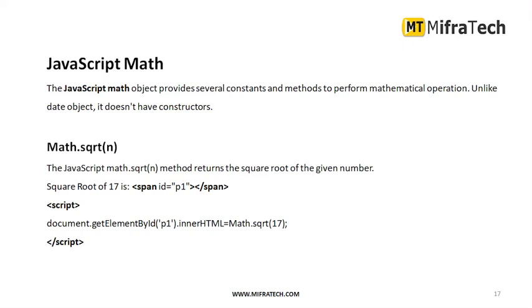Math.sqrt, the first function, is the square root function. The JavaScript Math.sqrt method returns the square root of the given number. Square root of 17, span id equals p1, close span. Script: document.getElementById p1 innerHTML, Math.sqrt of 17. It will be displayed as the square root of 17.